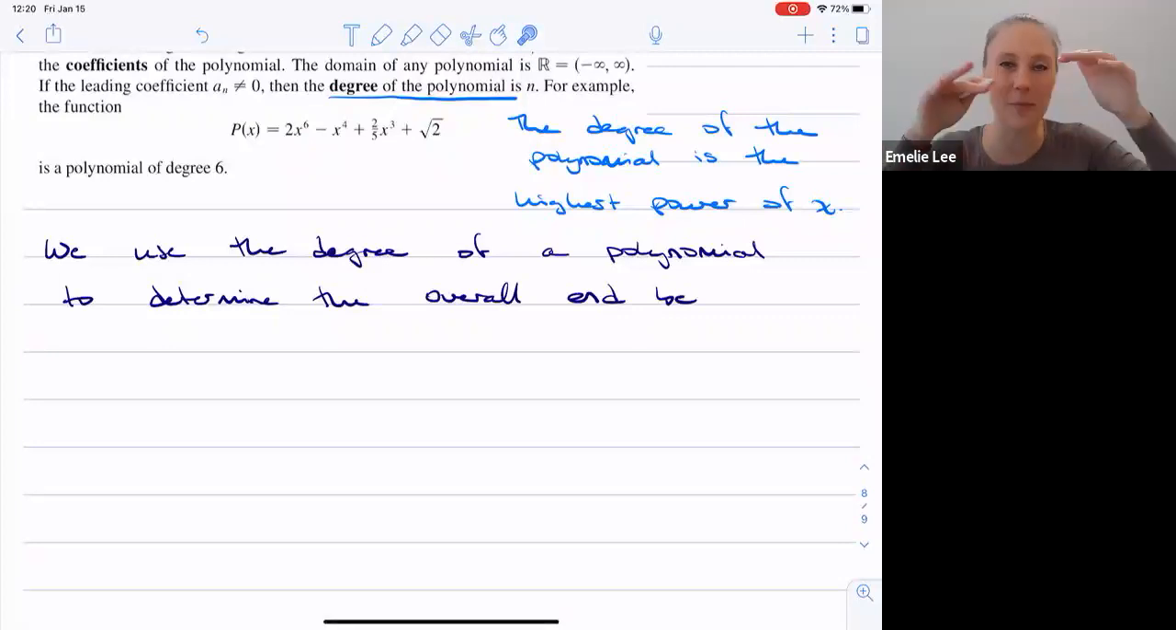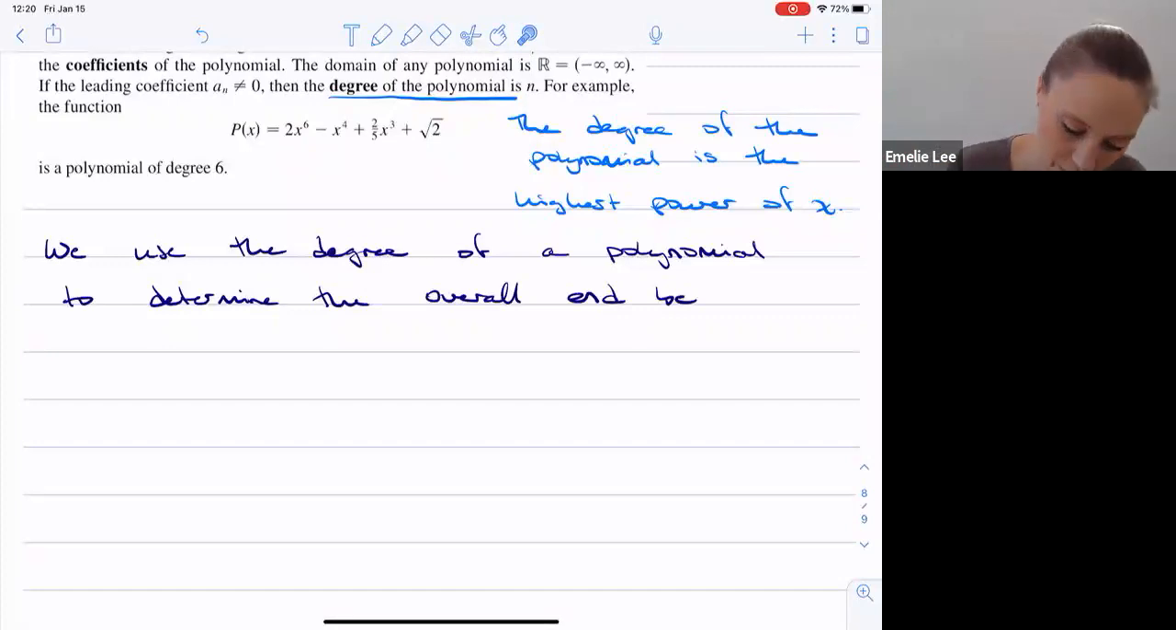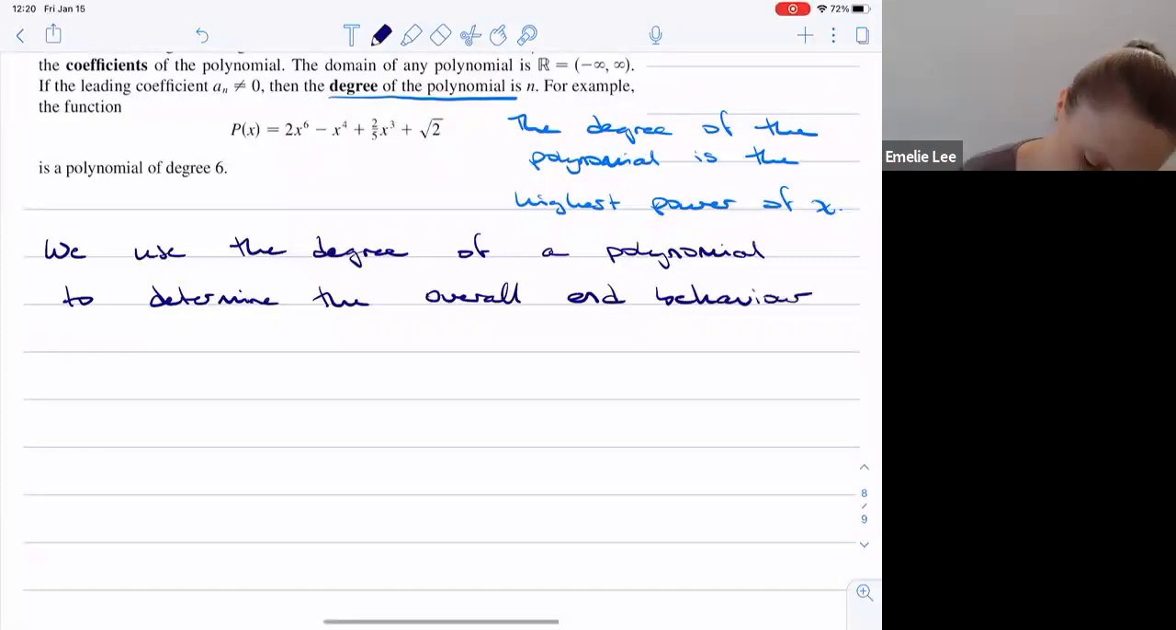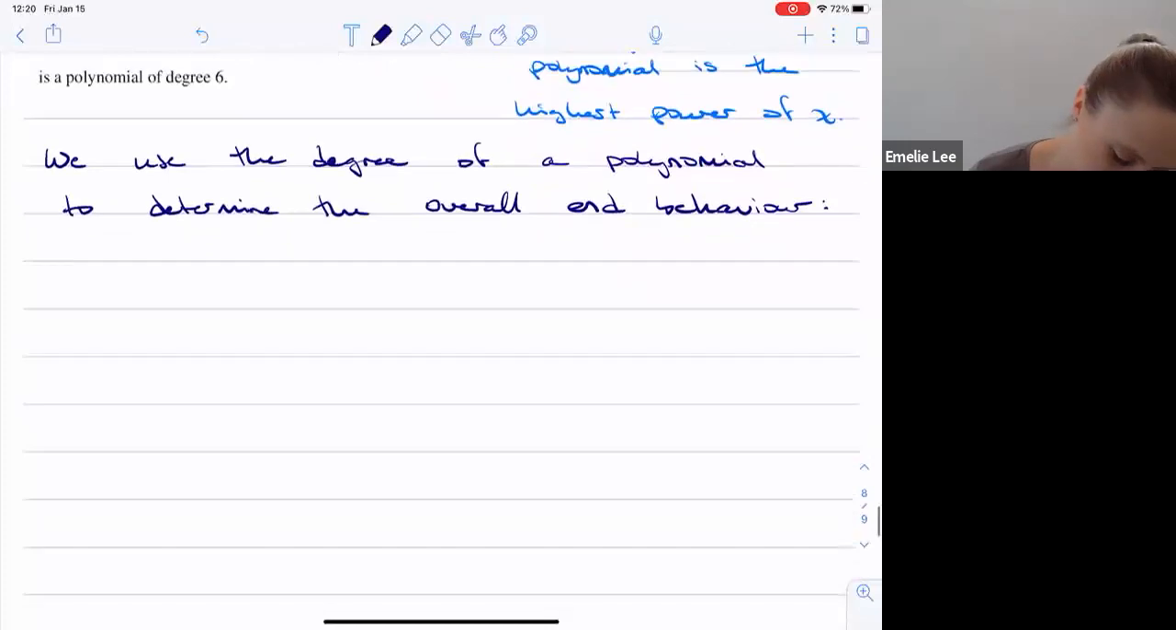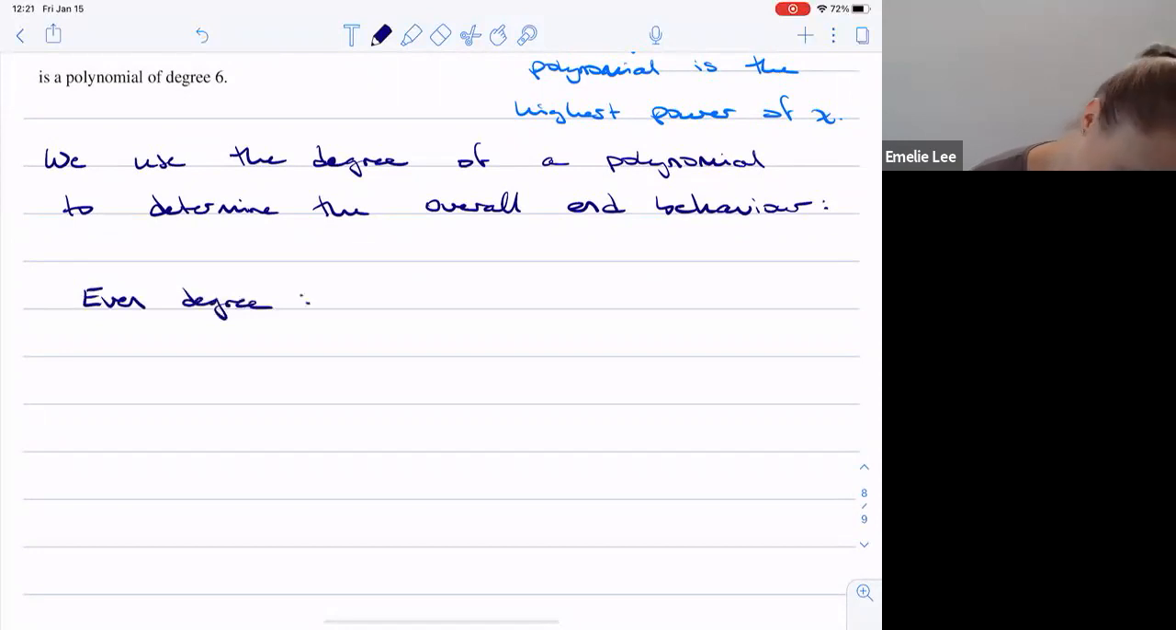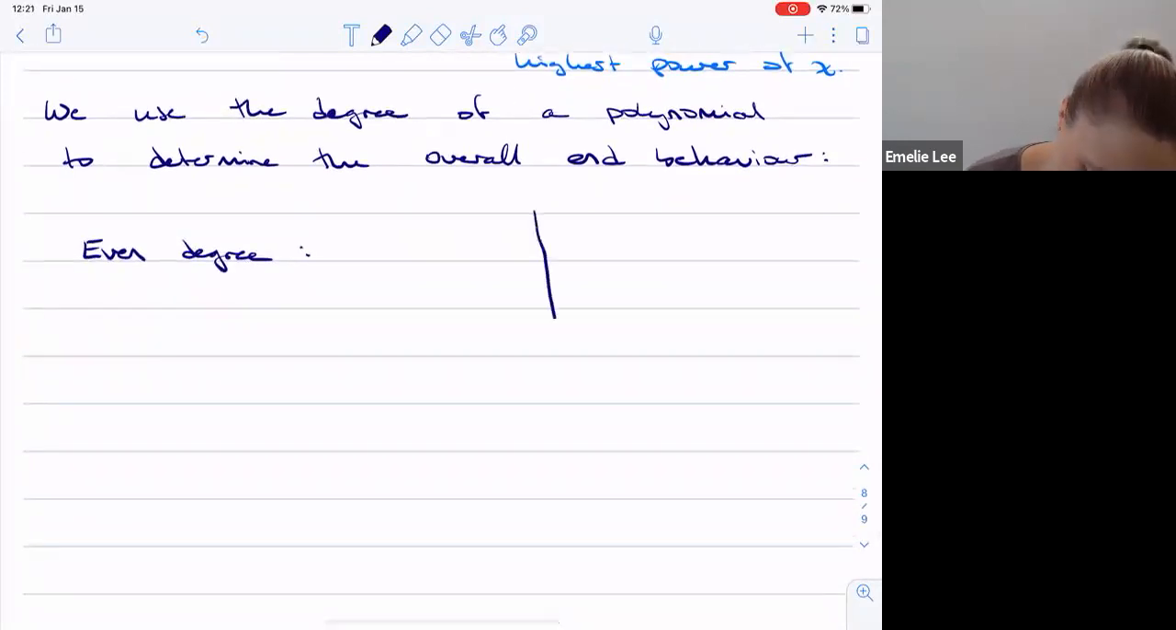So random things can happen in the middle, but in the end, what we'll see is that we'll have this kind of parabolic shape similar to x squared. So the end behavior can be determined from the degree of the polynomial. So we use the degree of a polynomial to determine the overall end behavior. So if you have an even degree, there are kind of two situations.